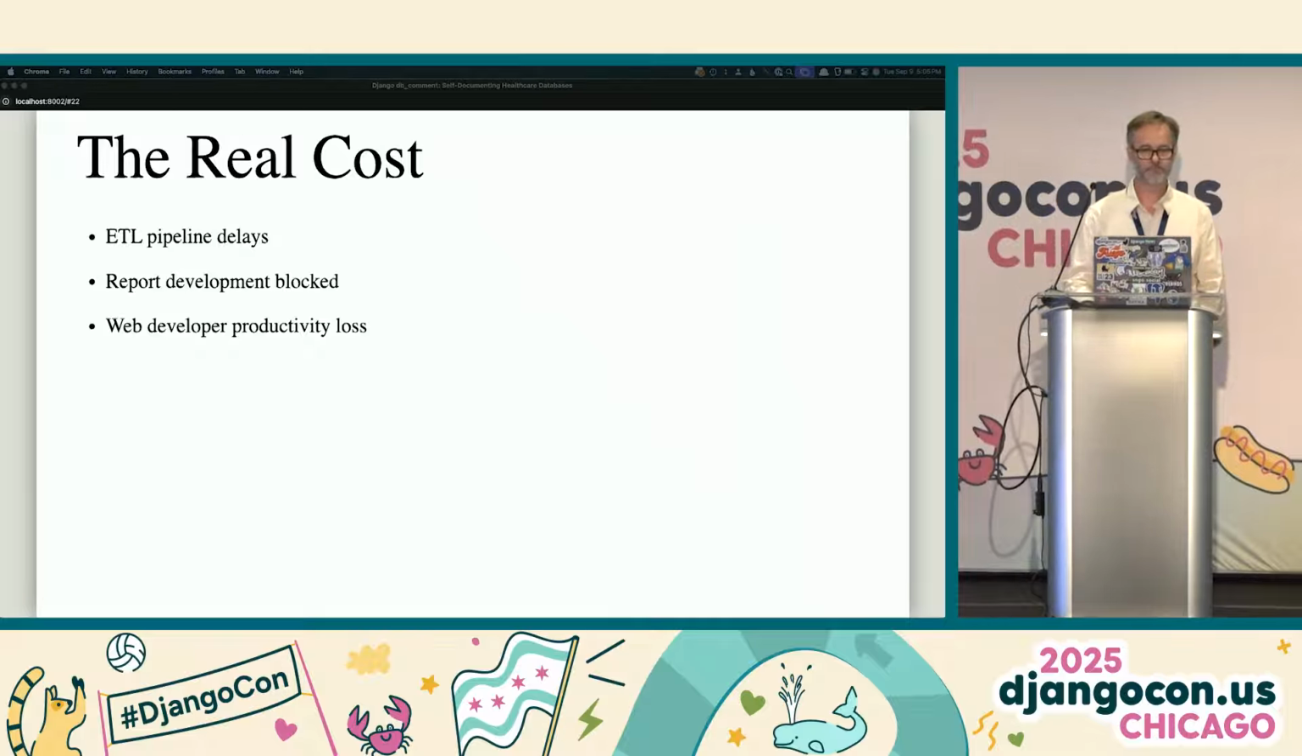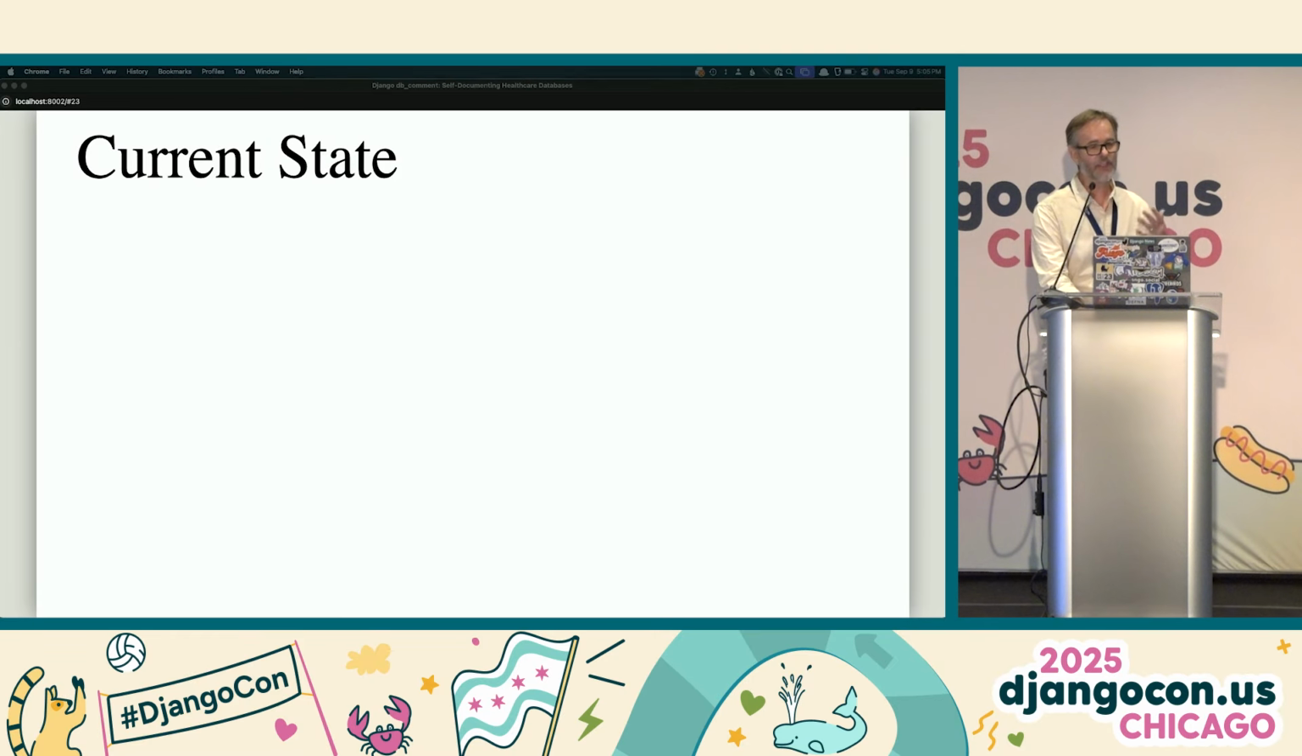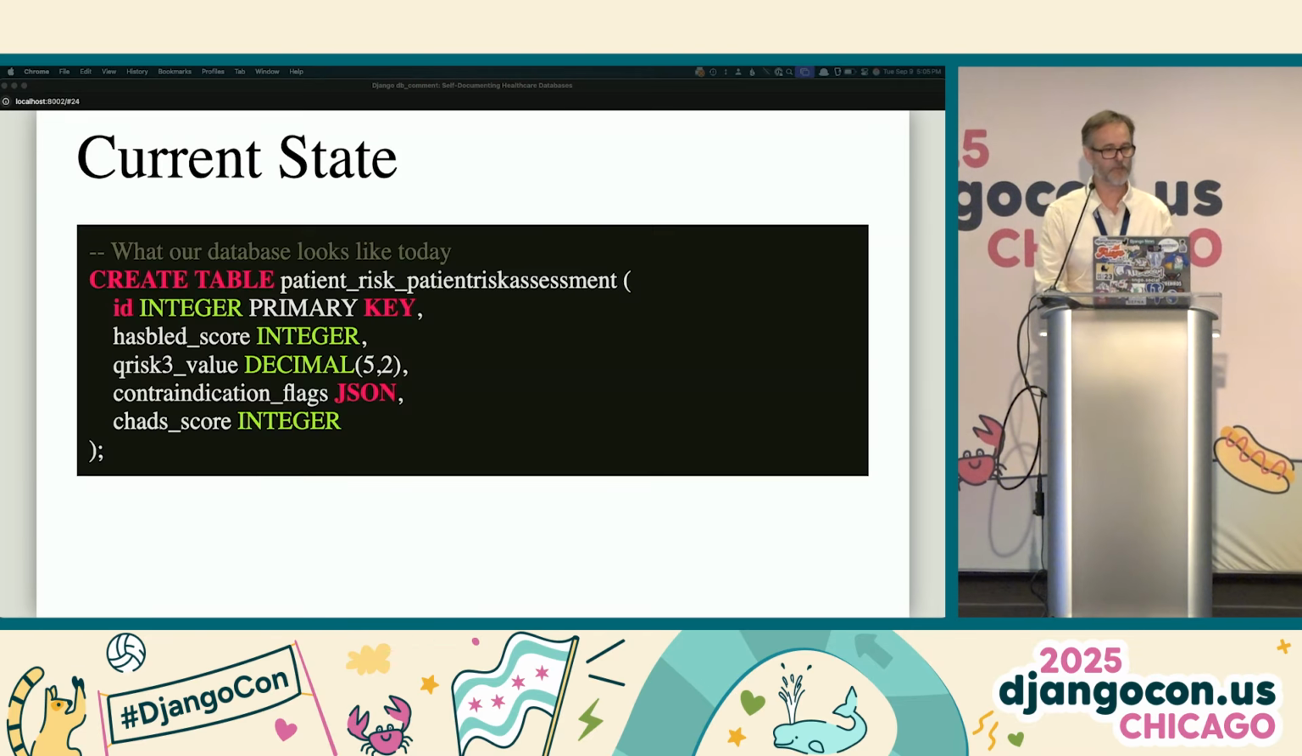There's real loss here. So let's take a look at the current state of what a database table might look like from a create table statement. If you were to look at it in Postgres, you would see something like this, create table. It's got an ID, which is an integer, a bleed score, which is also an integer, a QRISK3 value, which is decimal, contraindication flags, which is JSON, and our new field, CHAD score.